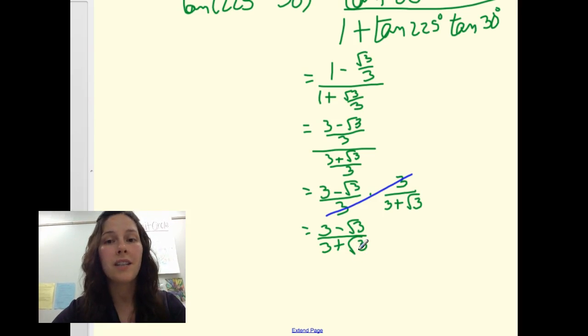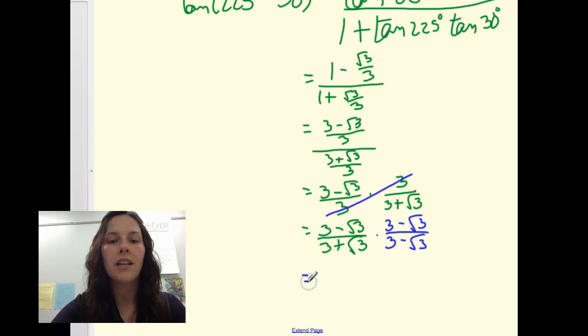And we're not quite done because we do need to rationalize our denominator. To rationalize a denominator with addition or subtraction of a radical, you multiply by the conjugate. So we've got 3 minus root 3. This is the conjugate of the denominator.